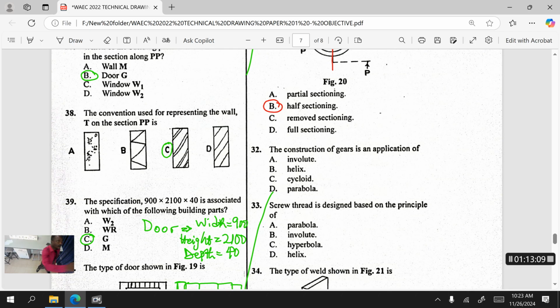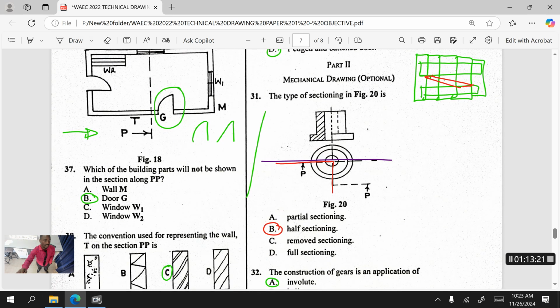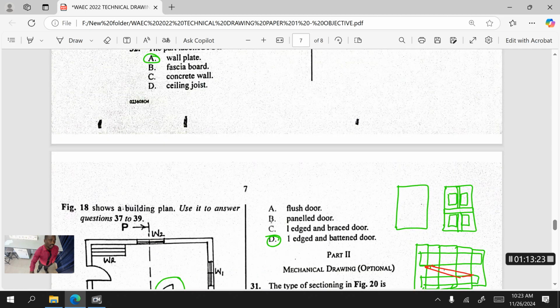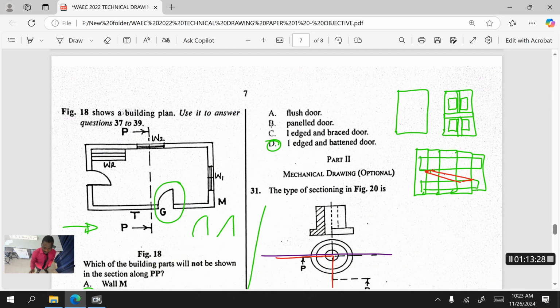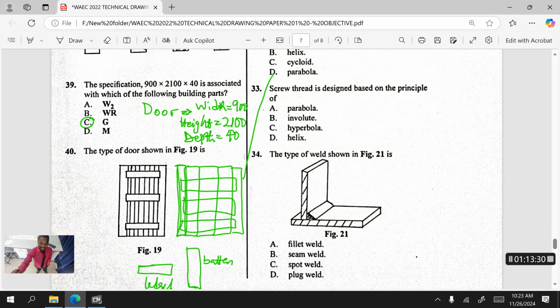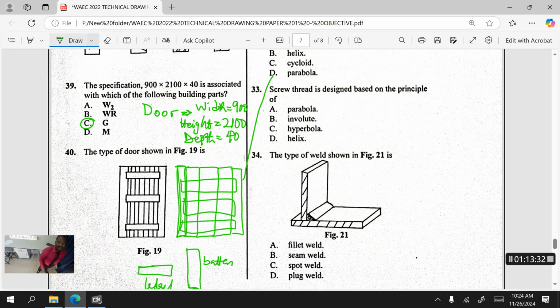32. The construction of gears is an application of involute, A. We use involute for the construction of gears. So don't forget that. So let's go to 32. What's the answer? Wall plate, A. Can you see? It should be the same answer. Please take note of that.